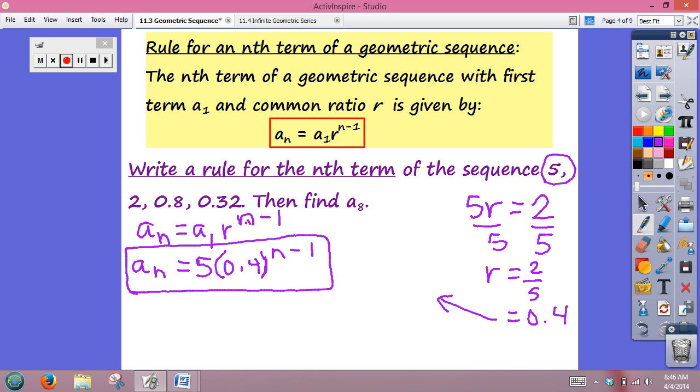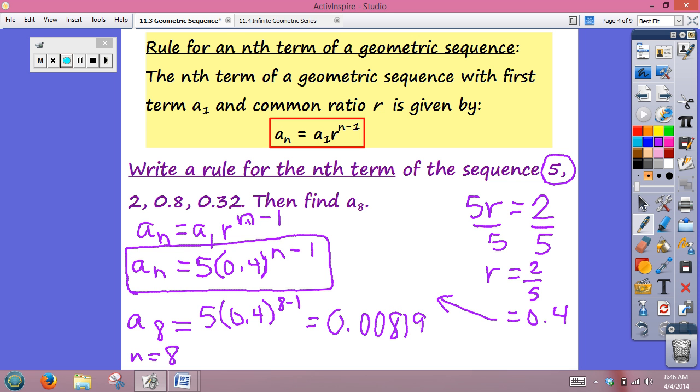And now it's asking us to find a8. So for finding a8, this means n is equal to 8. So if we plug that into our equation, we get 5 times 0.4 to the 8 minus 1 power. And if we plug that into our calculators, we are going to get 0.008192. So that will be our answer for finding a8.